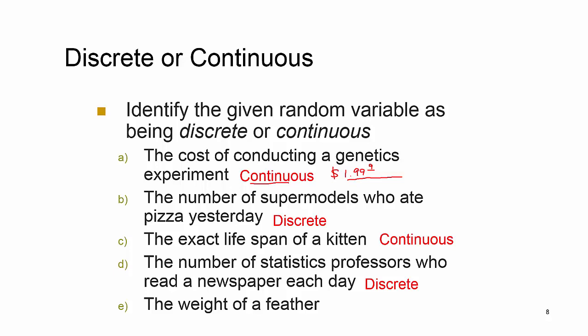The weight of a feather. Weight is measured, and so that would be continuous because you can measure it with a continuous scale of precision.